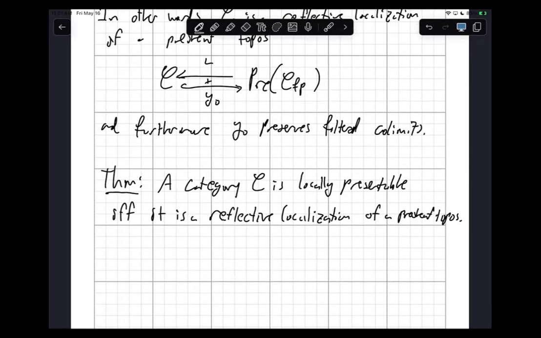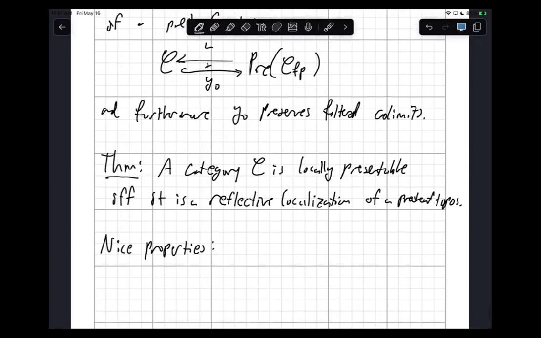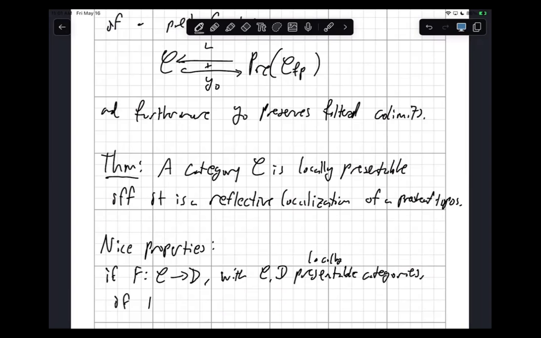Yeah. And presentable categories have really nice properties. If F is a functor with C and D presentable, locally presentable categories, if F preserves colimits, it has a right adjoint.